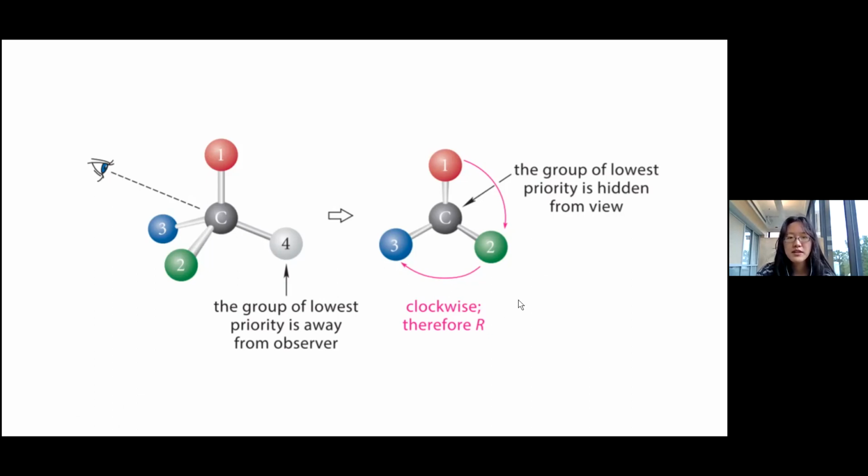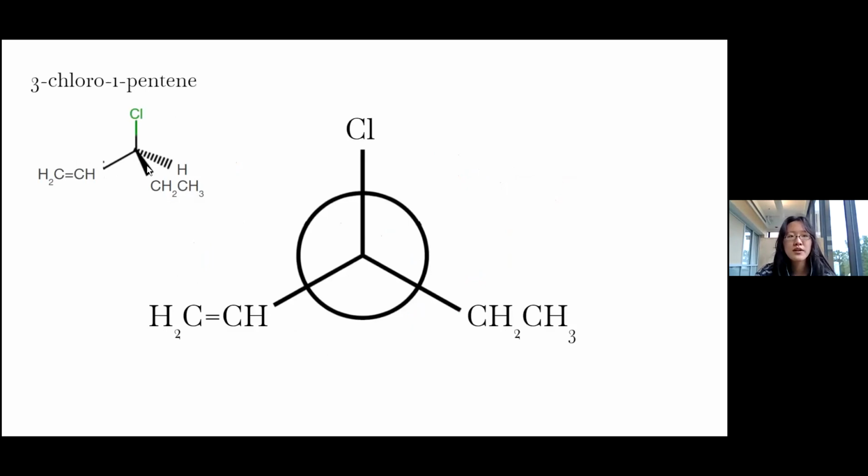So I'm going to give you an example. We're going to look at 3-chloro-1-pentene. I know we haven't gone over how to name alkenes, so don't worry about that. But all we need to worry about is looking at this. This is going to be our asymmetric carbon over here. And we're going to try to name this. So we need to identify our 4 groups, and I've already done that for you.